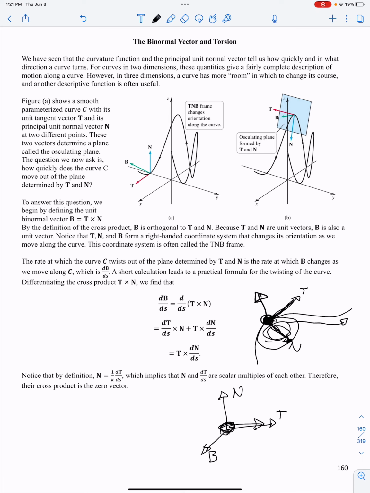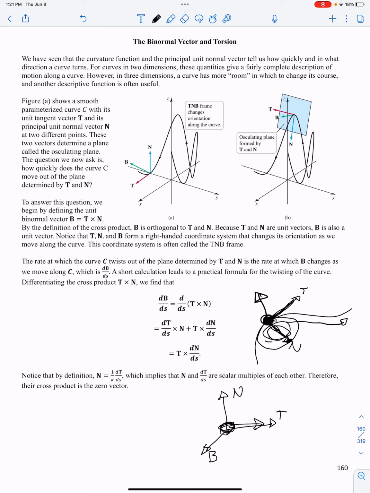Now, since T and N are unit vectors and I cross them, B is going to also be a unit vector. So all 3 of these are unit vectors. T is pointing in the direction. N is pointing in the direction it curves, and then B gives me indication: is it turning? Is it moving left and right in 3 space?